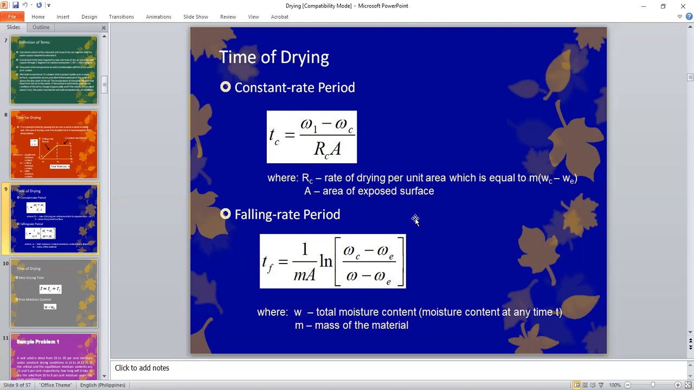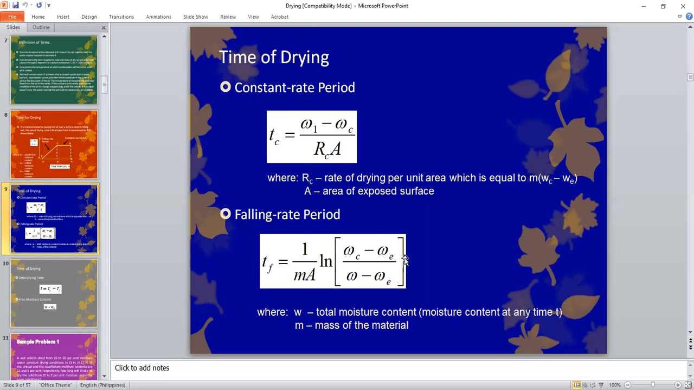For the falling rate period, you have now T sub F as the representation of the time for drying, and you have this one as the formula. You have W here as the total moisture content, or shall I say the moisture content at any time T, because anyway, all of these W's are total moisture content. And M is, as I mentioned a while ago, the mass of the material.